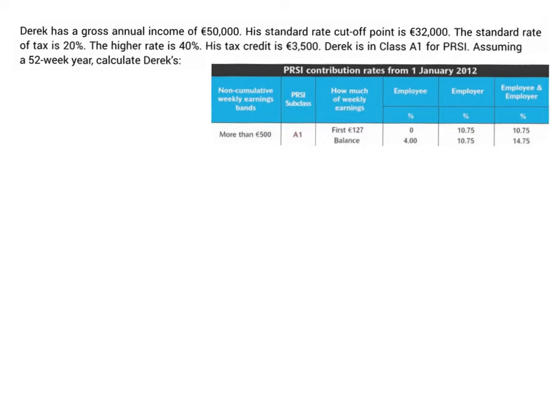The information we're told in this question is that Derek is in class A1 for PRSI. We're given a PRSI contribution table here, and it tells us that PRSI subclass A1, which is what we need, the employee percentage is 4%. What this means is that Derek is going to pay PRSI at 4% on his annual income. So to calculate his PRSI, it's going to be 4% of his gross.